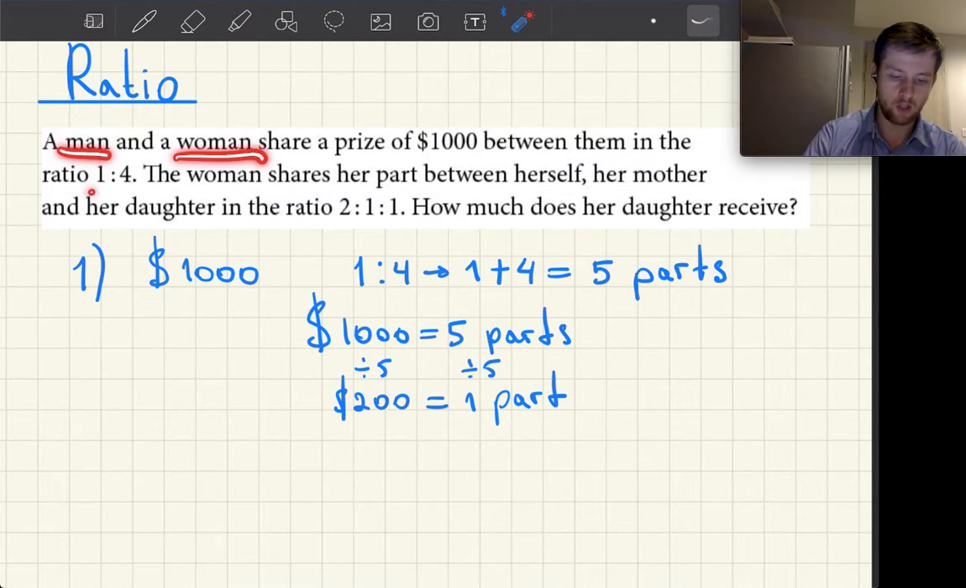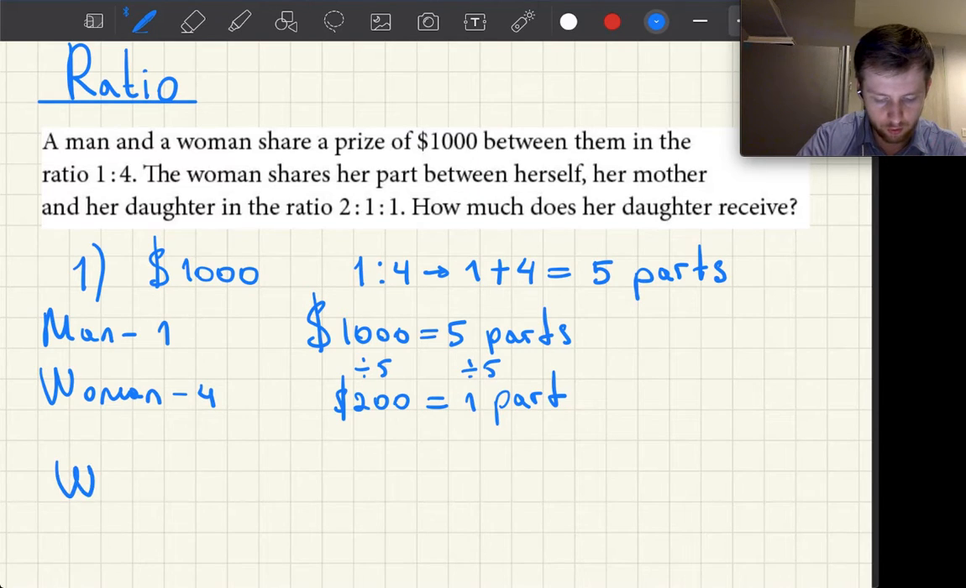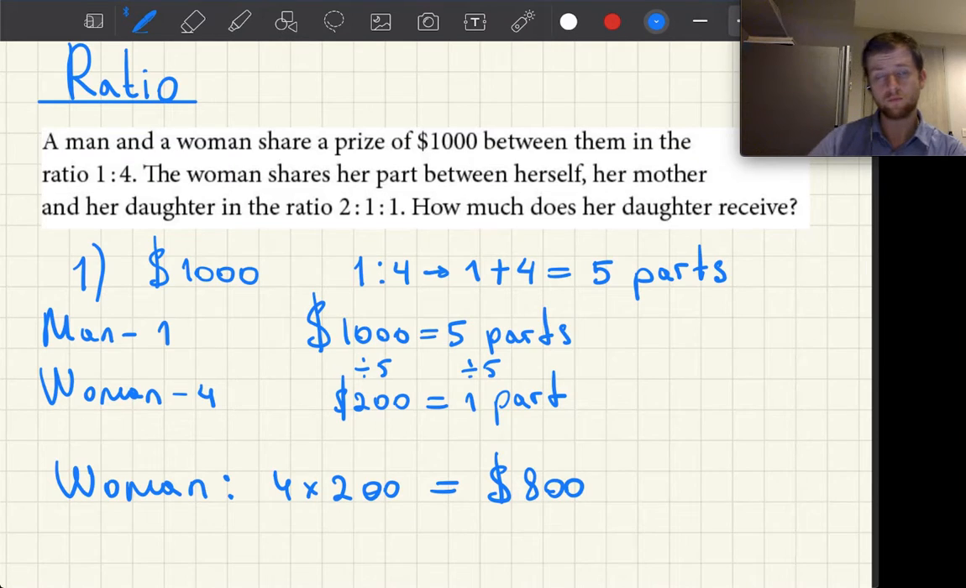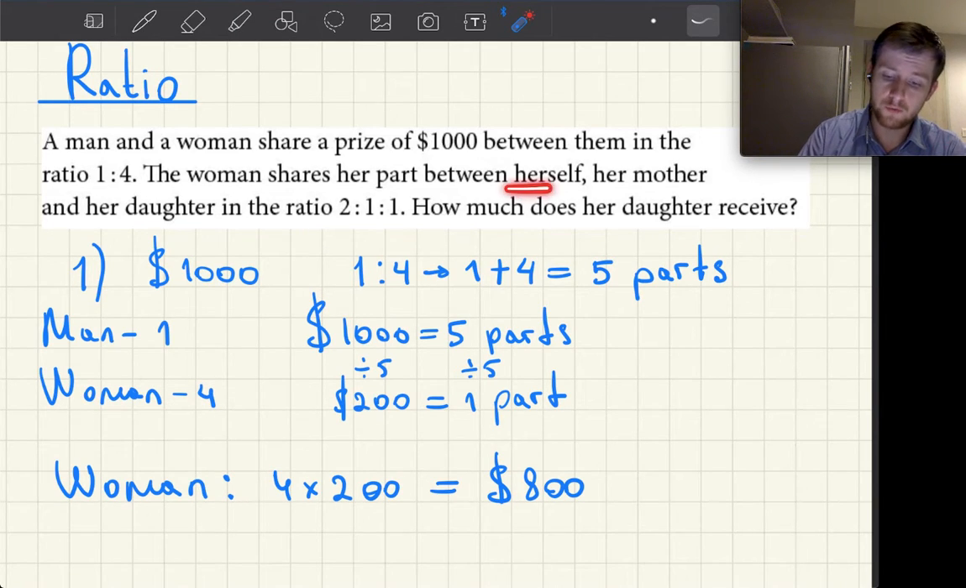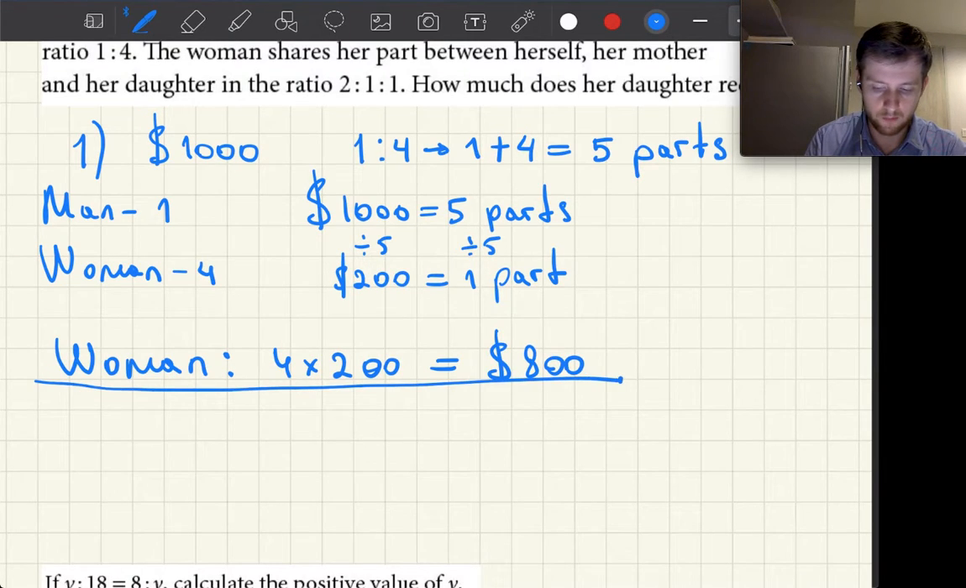Man and the woman, so be very careful about the order of the words in this question. Man and woman, 1:4. So it means that the man gets one part, and the woman gets 4 parts. It means that in total, the woman gets 4 times 200. She gets $800. So that's how much the woman gets. Then she shares her part between herself, her mother, and her daughter in the ratio 2:1. Again, be very careful: herself, mother, daughter. Now we have $800.